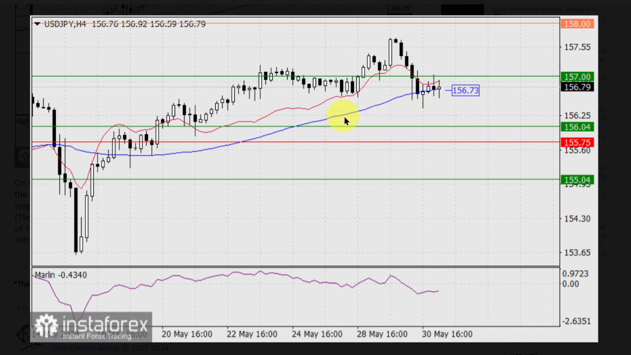Consolidating below the MACD indicator line, 156.73, opens the nearest target at 156.04. Just below which lies the target level and the second target of 155.75. The Marlin oscillator has already settled in the bearish territory and is pulling the price down with it.